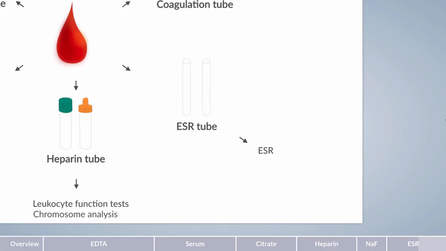ESR measurement can only be performed in anticoagulated blood. Therefore, the anticoagulant citrate is also used in ESR tubes. The distance in millimeters at which red blood cells fall after an hour is read using a special scale. Although the ESR tube is easily recognizable by its narrower diameter, it can also be identified by the distinct color of its cap. ESR tubes have a black cap in accordance with the international standard and a purple cap in accordance with the European standard.